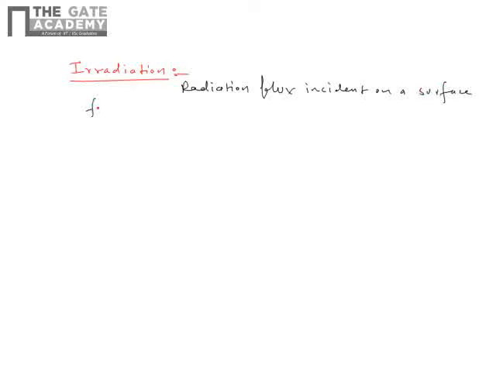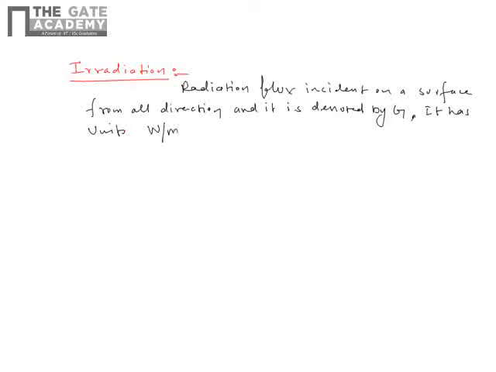Now we will discuss irradiation. Irradiation is defined as the heat flux or the radiation flux incident on a surface from all directions, and it is denoted by G. It has units watt per meter square.